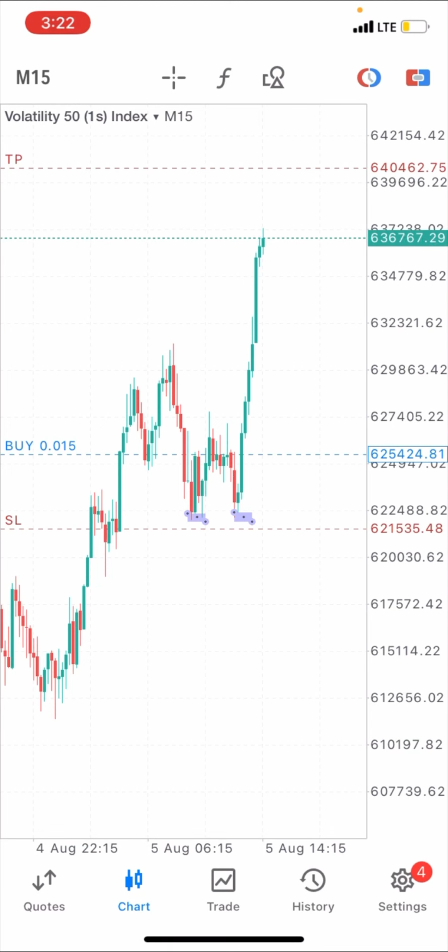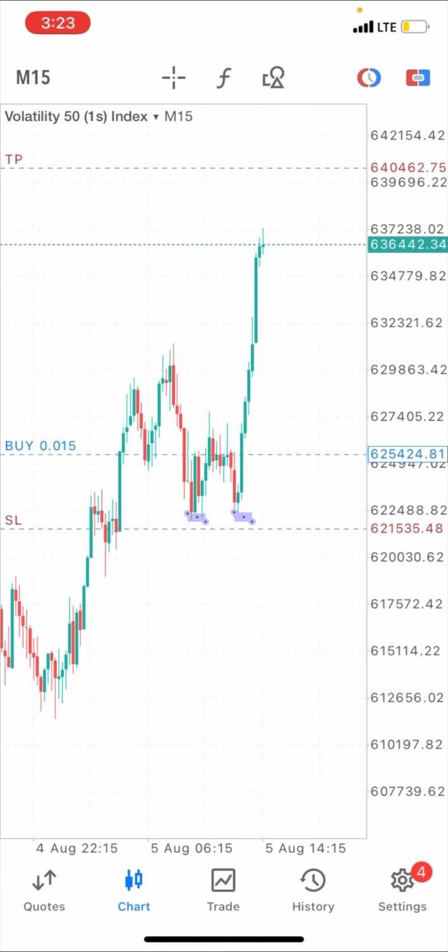In this video I want to be sharing with you the right way to use a double bottom pattern. This is a common chart pattern that you might not know how to make use of. So this video will enlighten you on how to use this chart pattern to your advantage and make a good trading decision for yourself.